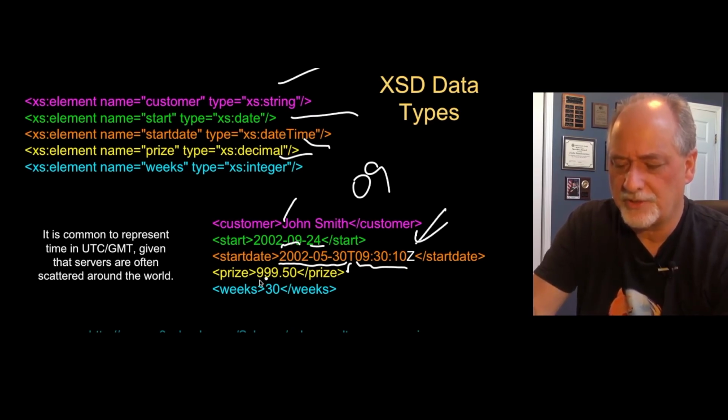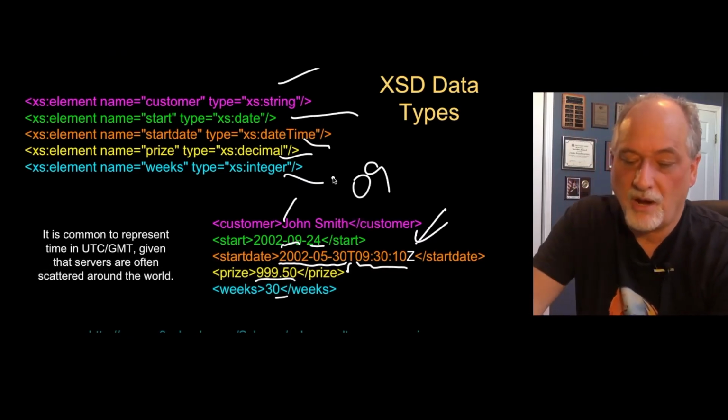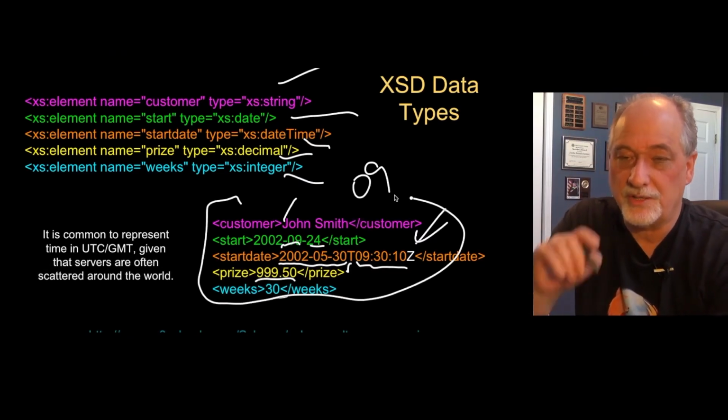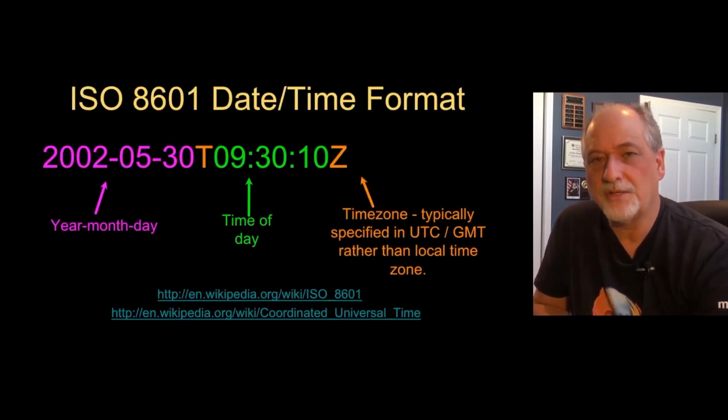You can have decimal numbers, and you can have integer numbers as well. Okay, so that Z is a time zone filler. It is common to represent time in UTC or Greenwich Mean Time, given that servers are often scattered around the world. It makes sense. So that's what's going on with this white area, but we'll see how we actually do it. And so we are able to render an opinion as to what is good and what is bad in the resulting XML. So dates are kind of interesting.